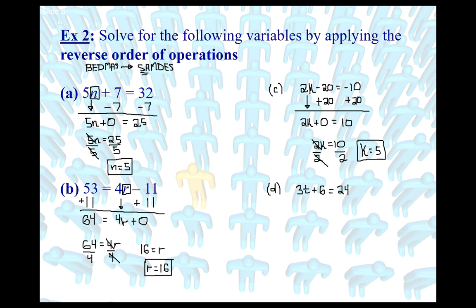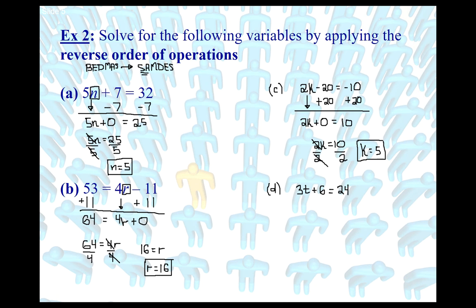Okay, so got to do 2 steps here. So first things first, why is the t not isolated? Because it's being added to 6 and it's also being multiplied by 3. So what do I do first? The multiplication or the addition? Well, the addition. Look at the reverse order of operations. Do subtraction, addition first, multiplication and division second.